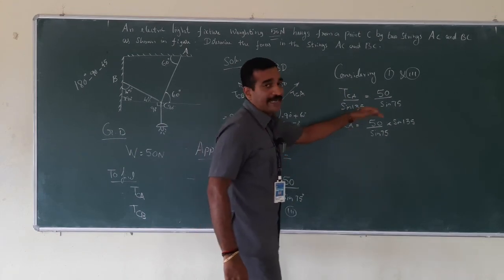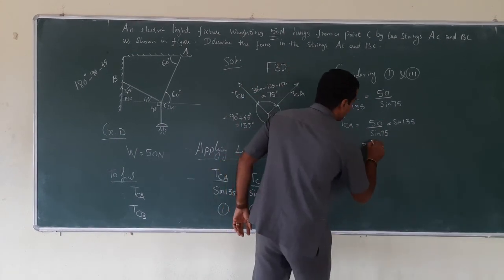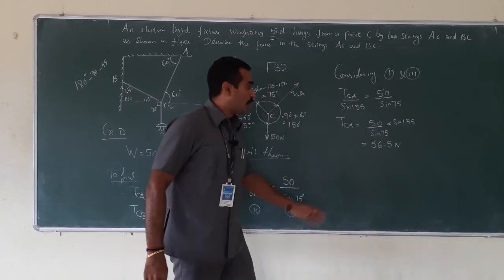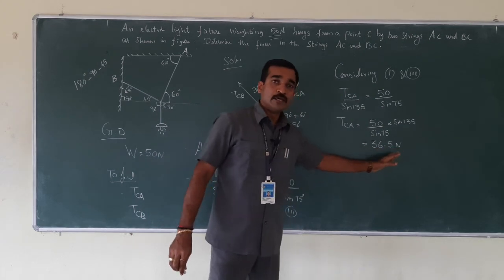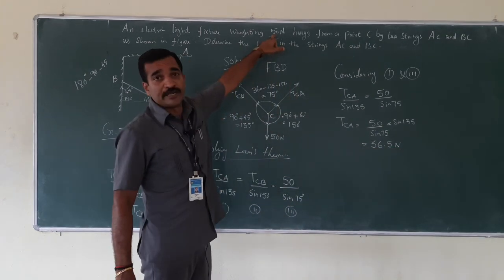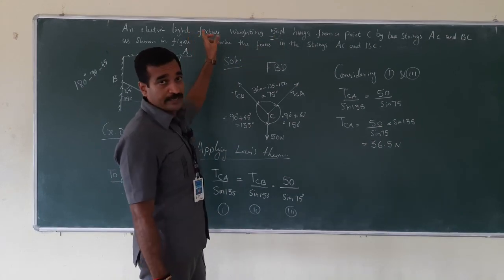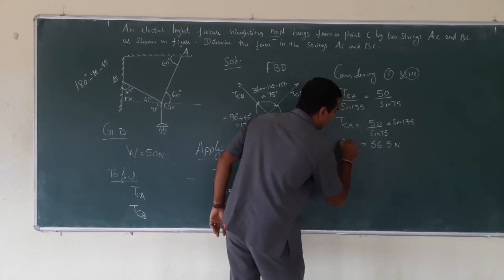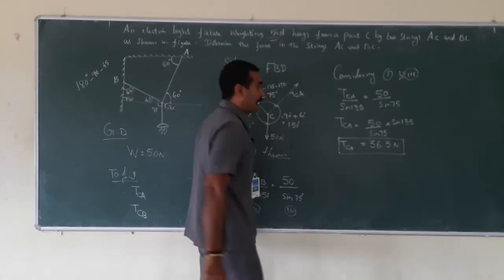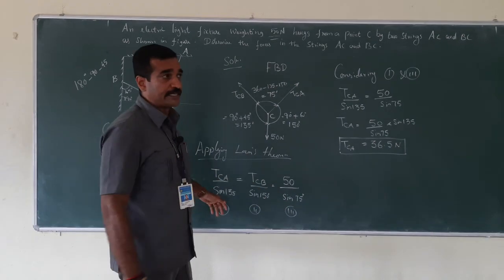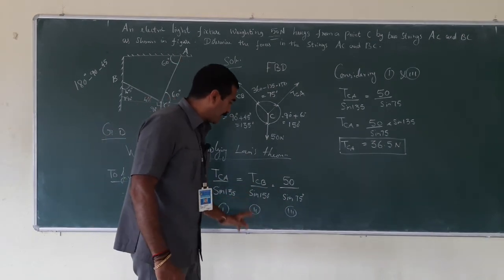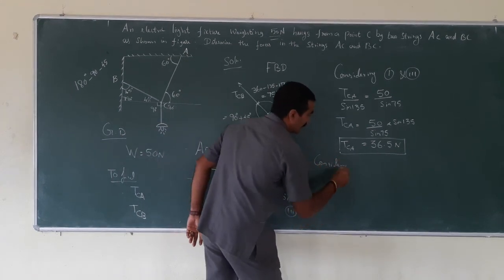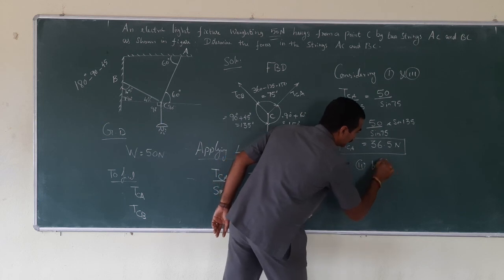If you just use the calculator, you will get the value 36.5 Newton. How did you get the value in Newton? Look here, the question gives the weight in Newton, right? So one value is known, that is, TCA is known. Now I need to find the next unknown, which is TCB. Now I am going to consider equations 2 and 3.